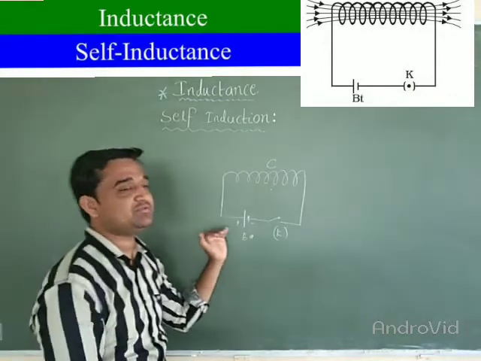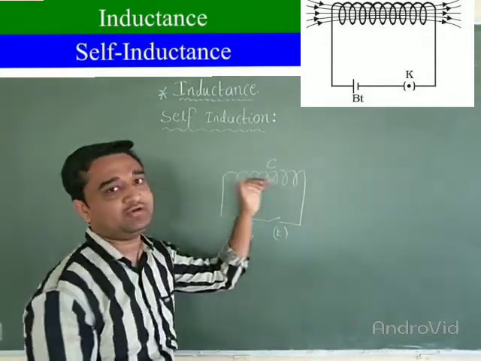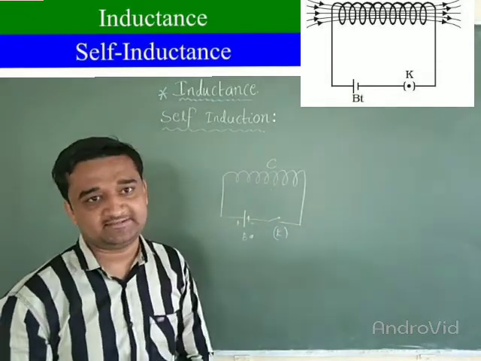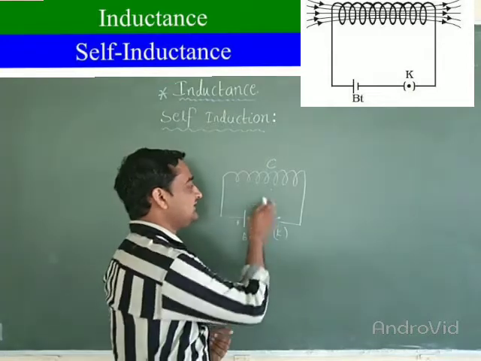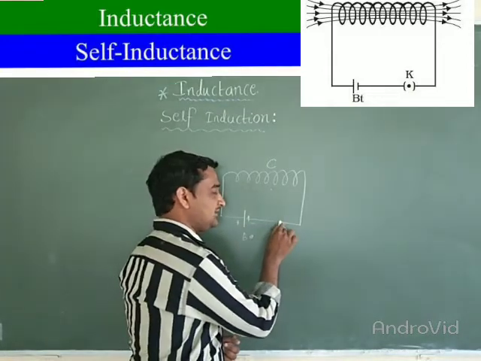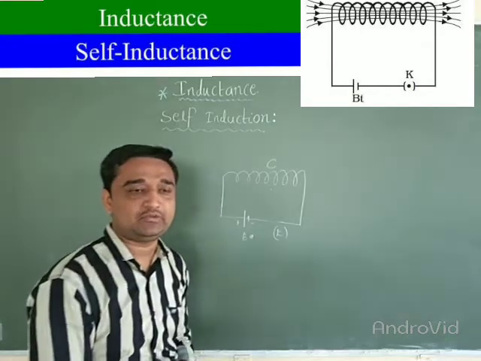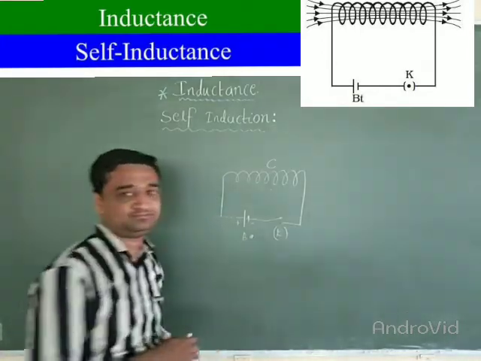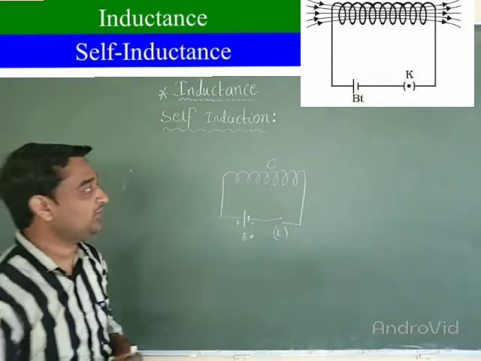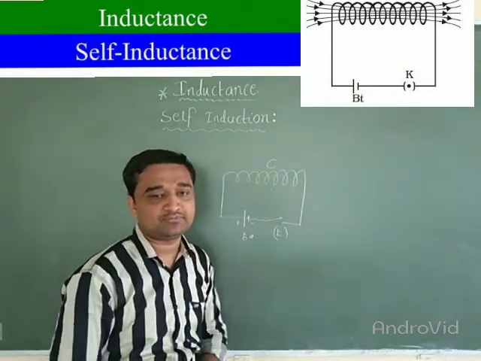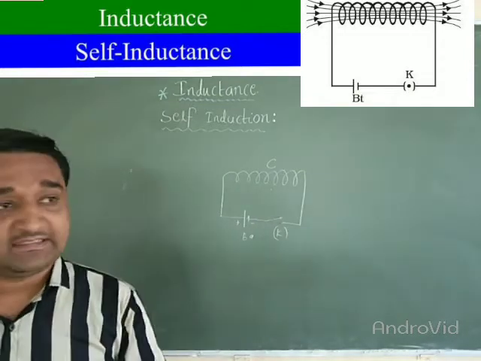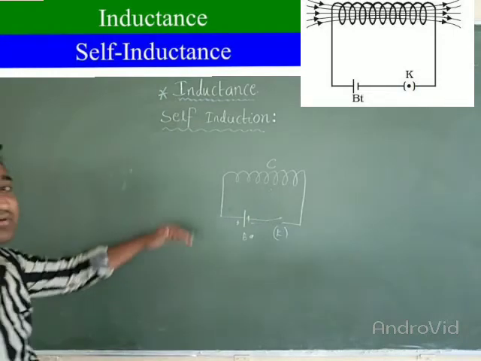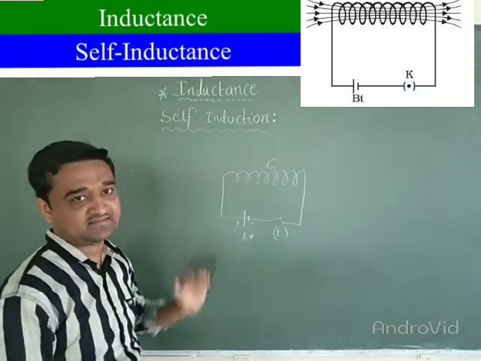Because the current changes, EMF is induced. So according to Lenz's law, that induced EMF opposes the growth of current here. Similarly, when the key is released, when the switch is opened, what happens? When the key is closed, the current increases. When we open the switch, the current decreases from maximum to 0. When the key is released, the current in the coil decreases from maximum to 0, and the current starts to decrease.